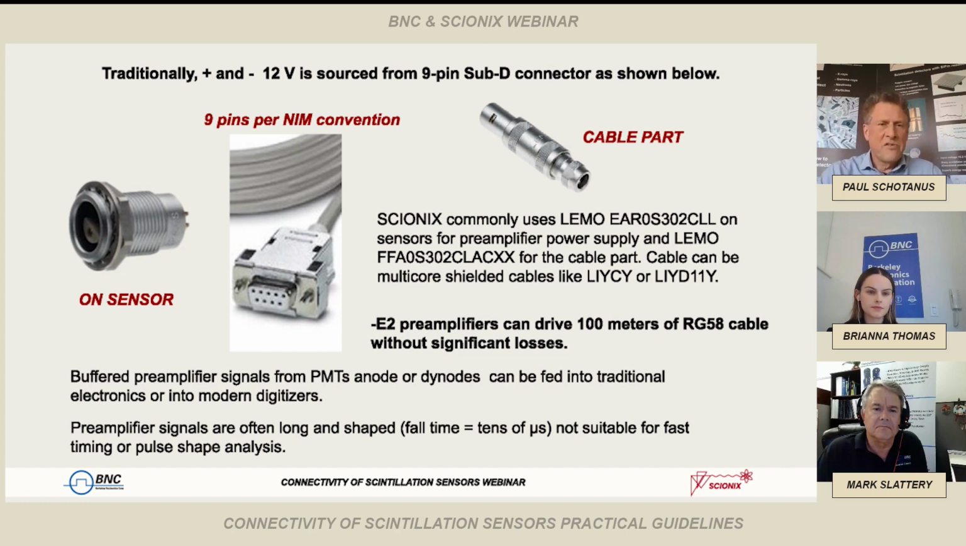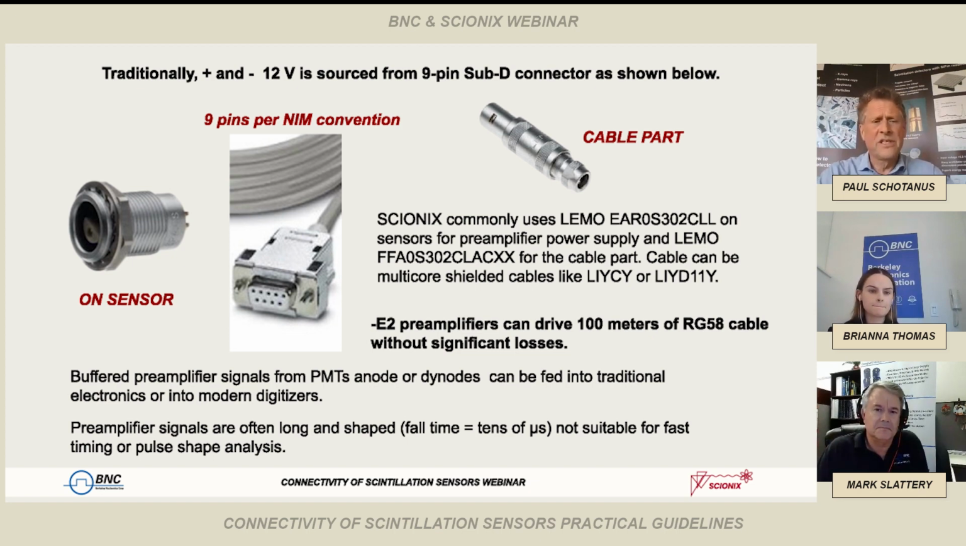Traditionally, the plus or minus 12 volts in a lot of devices, in the Scionix preamplifiers, but also in a lot of other preamplifiers in the nuclear market, are sourced from 9-pin sub-D connectors. And this is one of the few examples for which there is actually a standard. It's the NIM standard, where every pin of that 9-pin sub-D has a specific function. One is ground, plus or minus 12 volt, and a few for 24 and 5 volt. This is all prescribed in some rules, but for the rest, there is not really any particular rule for cables that everybody has to follow.